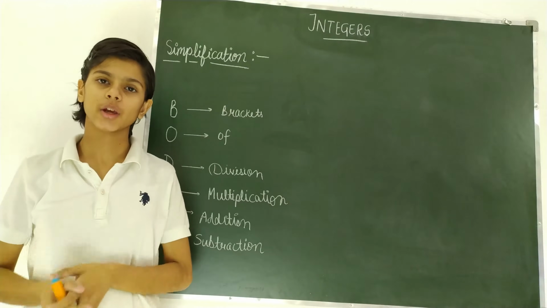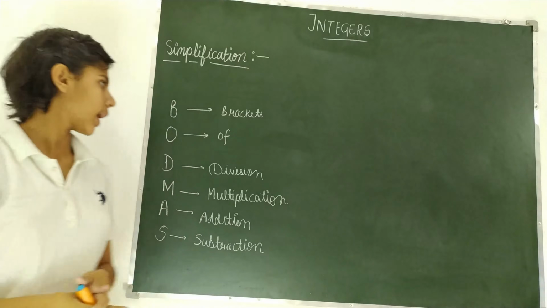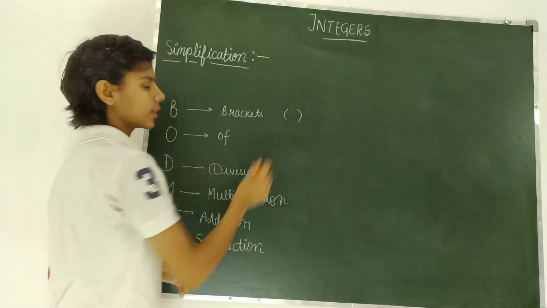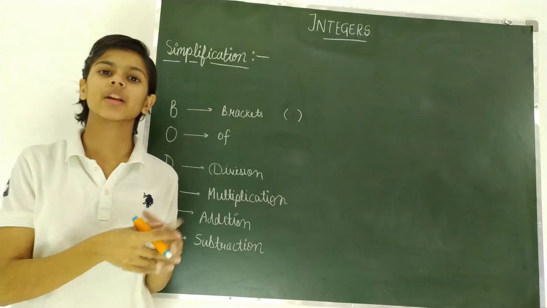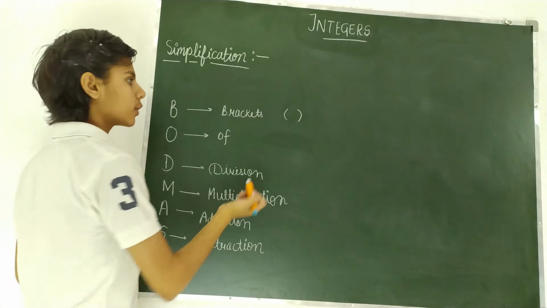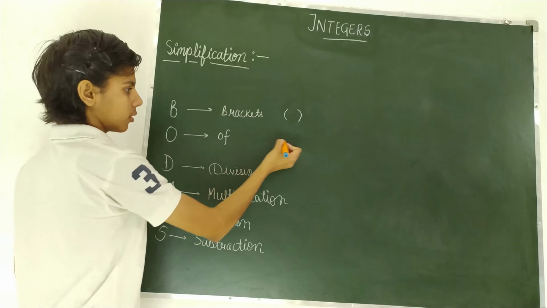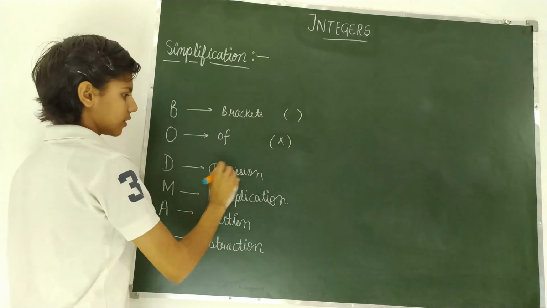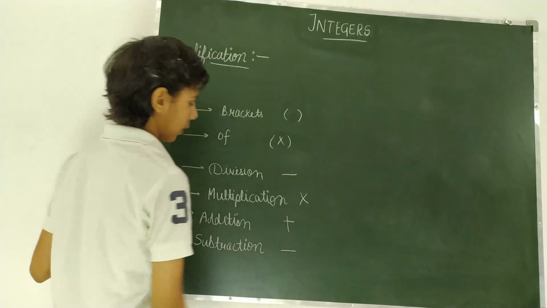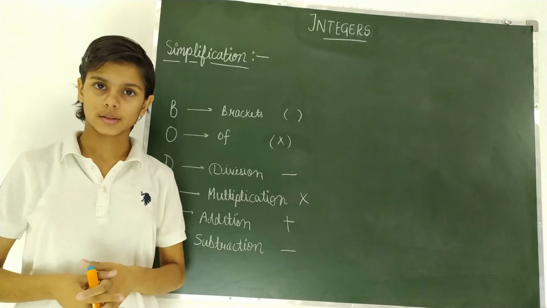Simplification. For the simplification of integers, we have to follow the pattern of BODMAS. That is, first B is for brackets. In order to simplify a given expression, you have to follow this pattern. Firstly, in that expression, you will solve brackets according to BODMAS. Then of, that is multiply, then division, multiplication, addition, and then subtraction. It means in a given expression, you will follow the order of BODMAS.